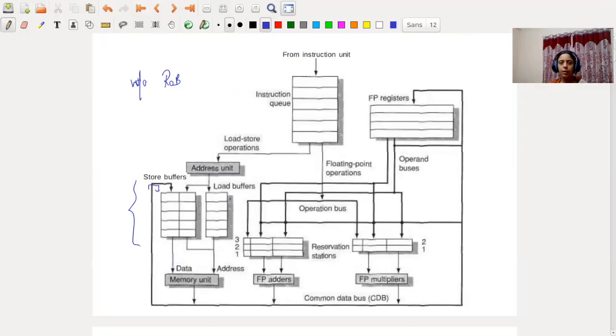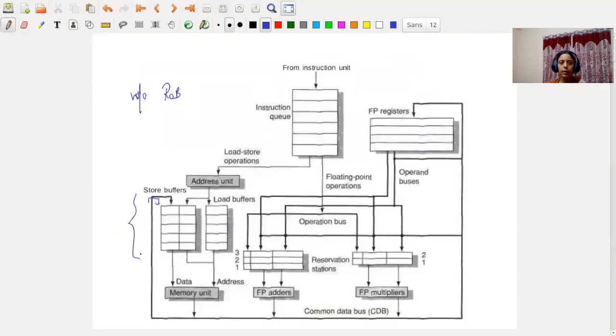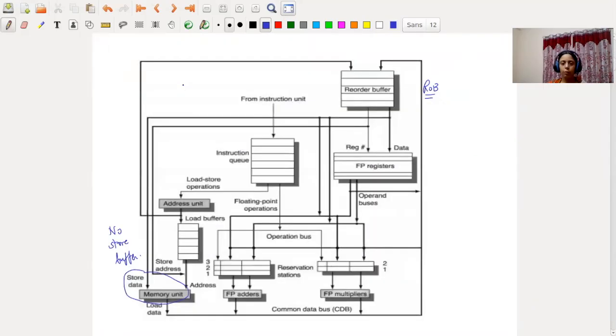So maybe you should think about why it is connected this way, and then also compare it with this structure wherein you have the ROB, and try and understand why the ROB is connected in a certain fashion to the memory unit here. And also remember now that there is no store buffer here because you have a ROB. So I want you to understand these two slides. Try and think about why you have store buffers here in the case without a ROB, and why the store buffers have been eliminated in the case with the ROB.